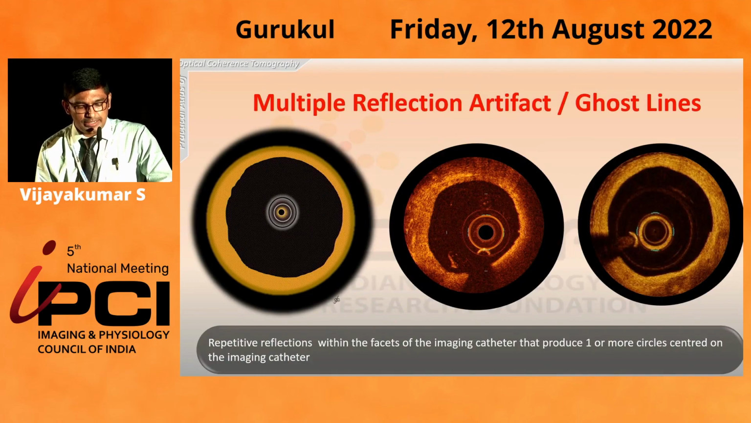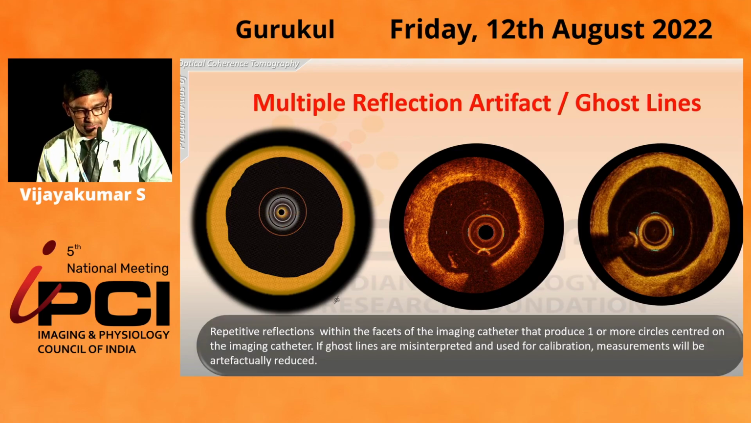The next artifact is a multiple reflection or ghost line artifact. This is nothing but repetitive reflections within the facets of the imaging catheter that produce one or more circles that are centered on the imaging catheter. This is the first, then the second time it reflects, which results in a second.